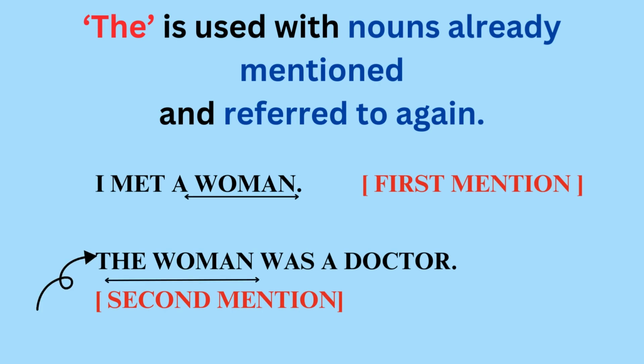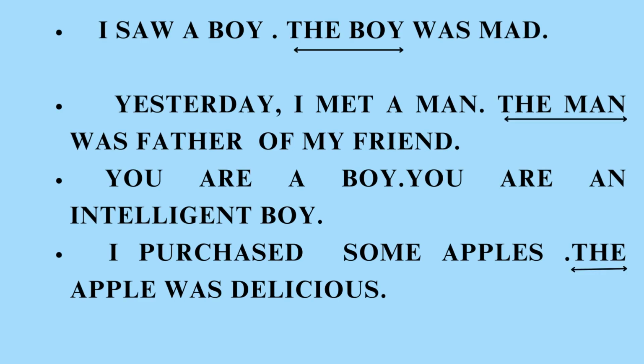Let's see where we use the definite article the. The is used with nouns already mentioned and referred to again. For example, I met a woman. When you are mentioning it for the first time, you may say, I met a woman. The woman was a doctor. So at the second mention, we have used the article the before the noun woman. I saw a boy. The boy was mad.